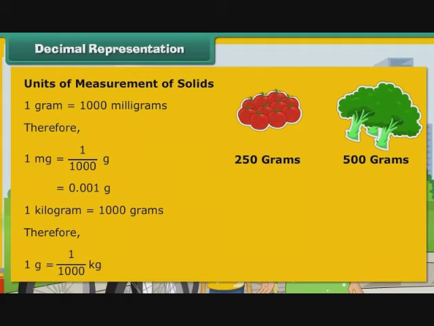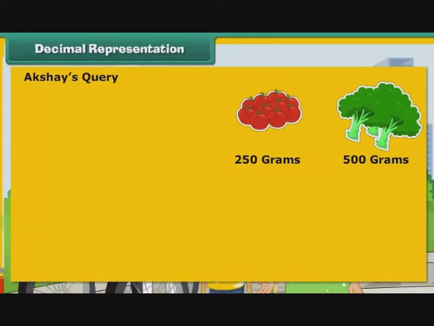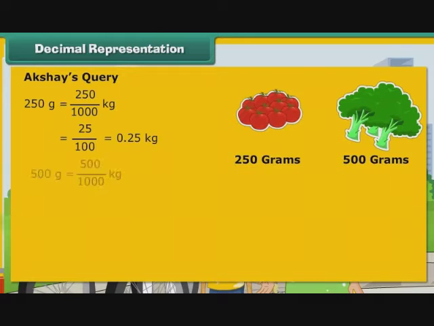1 kilogram is equal to 1000 grams. Therefore, 1 gram is equal to 1 by 1000 kg. That is equal to 0.001 kg. Let us now express the vegetables Akshay's mother purchased as kilograms. 250 gram is equal to 250 by 1000 kg. That is equal to 25 by 100 kg. That is equal to 0.25 or 1 by 4 kg.